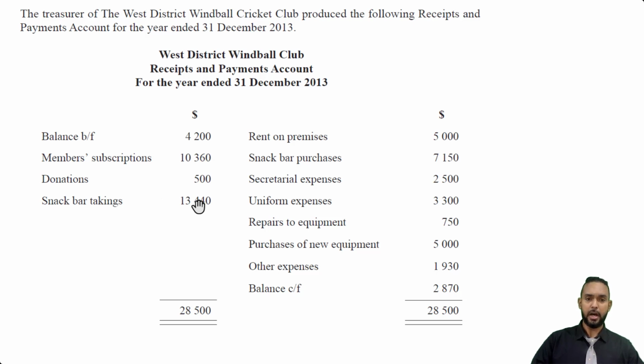All right. On the credit side, now we have payments. So rent on premises, snack bar purchases, secretarial expenses, uniform expenses, repairs to equipment, purchase of new equipment, other expenses, and of course a balance carried down. So it's going to be carried down from the credit side, brought down on the debit side. So we still have money. We still have a positive balance, a debit balance.